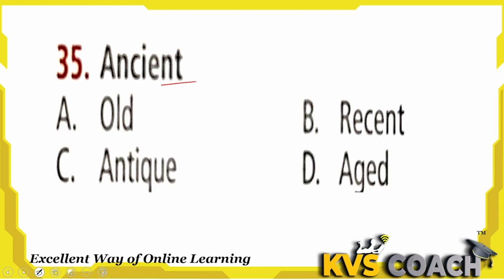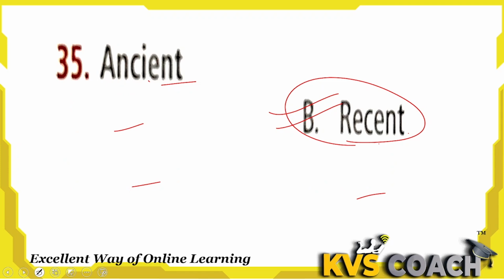Next question is ancient. Ancient means very old. In a previous question I already told you that ancient means old. Okay. Antique or aged. Aged means very much old. Okay. Before so many years, that is called aged. So these all are the same meaning words of ancient, but B. You can see that B is here. That is recent. Recent means new. Ancient means old and recent means newly built. So new. Option B is the opposite to ancient. So option B is the right answer here.